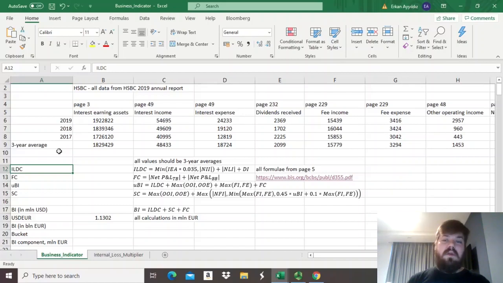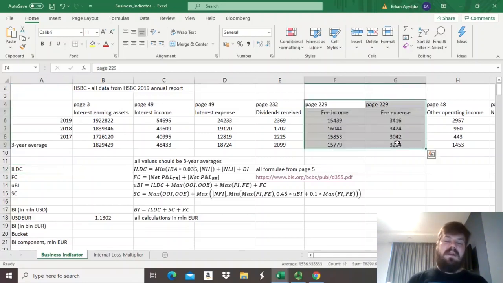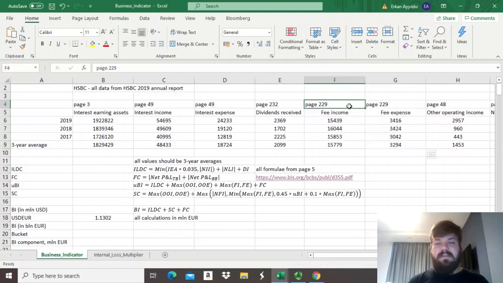Then we need to look at the fees that banks charge or have to pay. So fee income and fee expense can also be consulted from the statement of profit and loss, page 229, in case of the HSBC 2019 annual report. And we also need other operating income. If the bank reports other operating expense as well as other operating income, it would be really good for the calculation of the business indicator with high precision. But in our case, HSBC just reports other operating income.